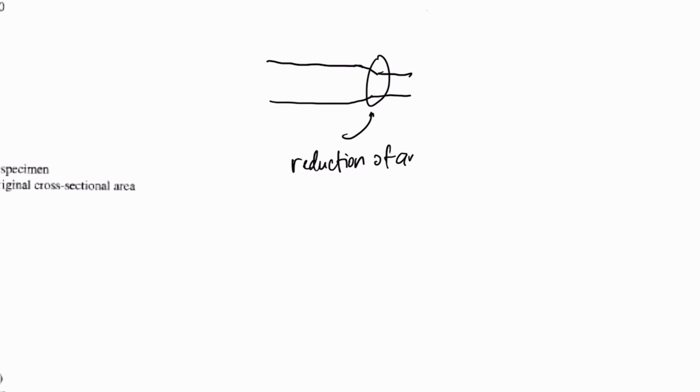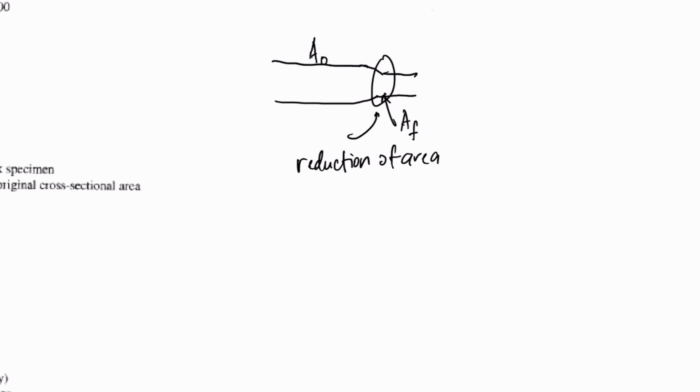So what happens when you pull a specimen? It gradually decreases in area. So that's what happens. This is an exaggerated figure. At this point, there's a reduction in area happening. So maybe this is the original area, A sub O, and then this is the final area, A sub F. So you measure the difference between the two.